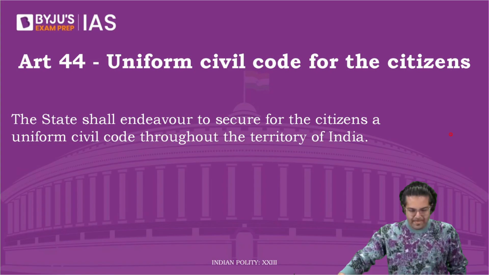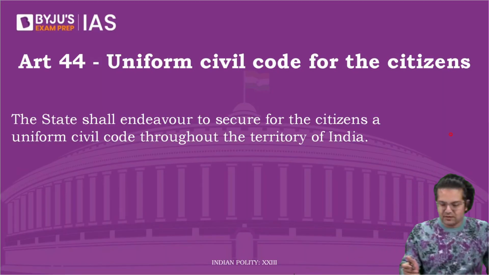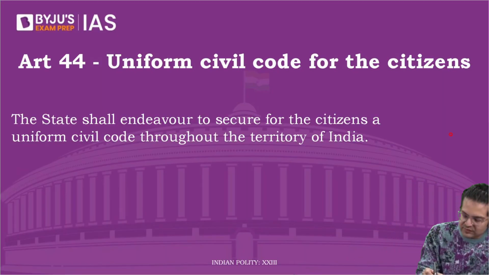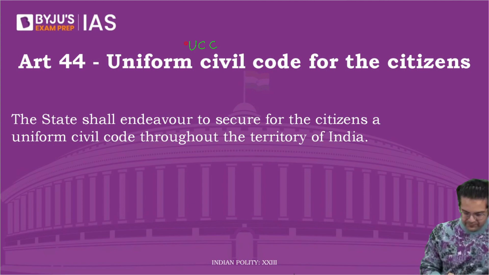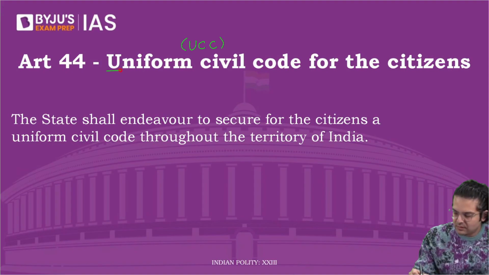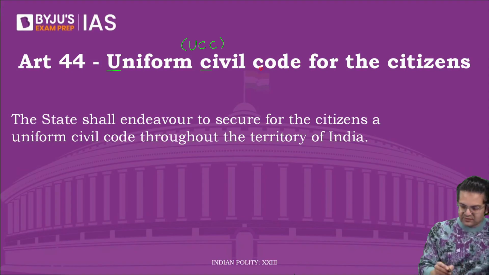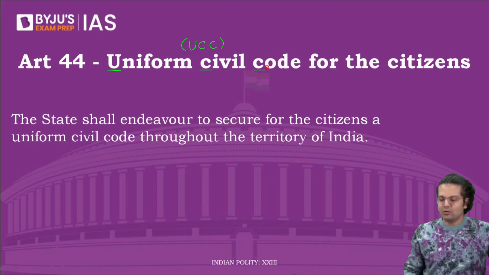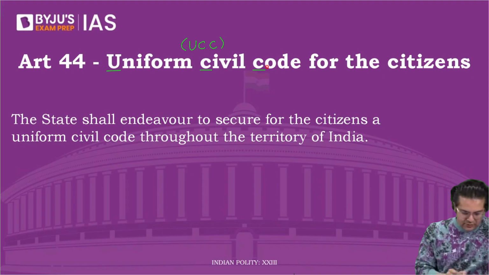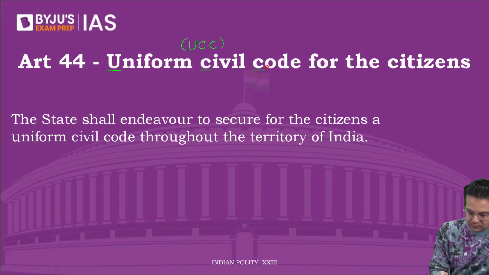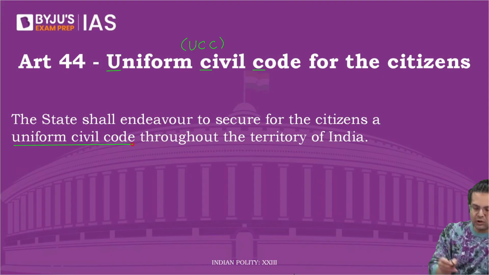Right? And then the only and by far the most important topic under DPSP, UCC, Uniform Civil Code for the citizens. So the first question is, what the hell is this UCC? Uniform Civil Code. The state shall endeavor to secure for the citizens a uniform civil code, meaning common law governing personal matters.